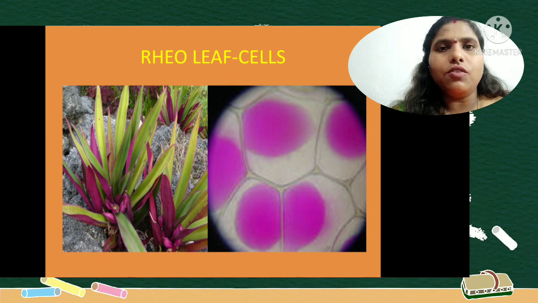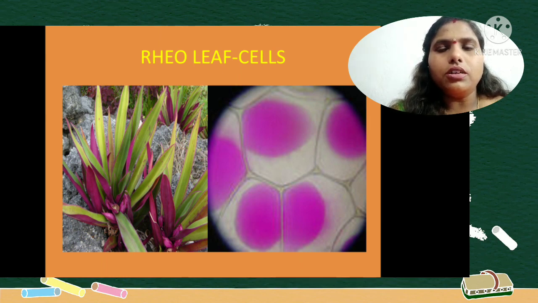We can collect the whitish edge of the leaf part and take it on the slide, and as in the usual procedure, add a drop of water, add a drop of glycerin and a drop of safranin, and then gently cover with a cover slip. Then the slide is ready. Observe under the microscope.